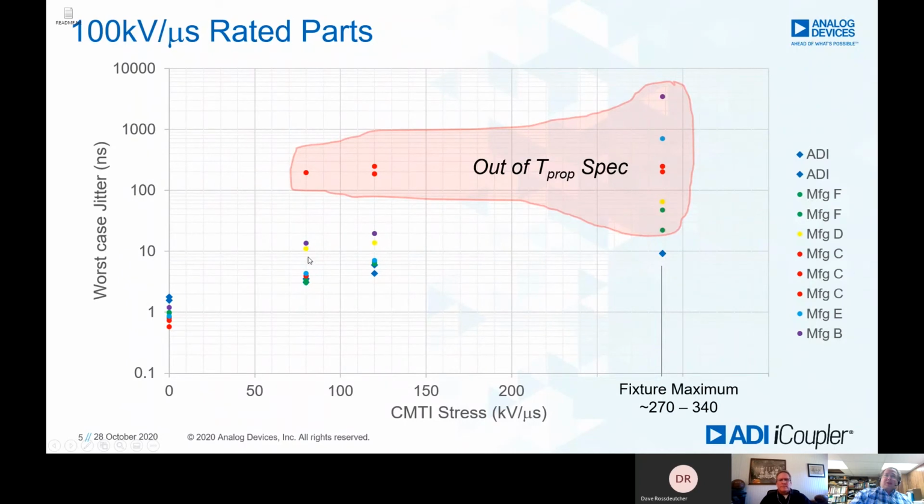But even then, you can see there's a range. Here, with no stress, they're all pretty tight in their timing jitter. But as you start to apply CMTI, it starts to grow. If we run them at the maximum that our fixture can do, these are all 100 kilovolt per microsecond parts, so they're on spec. That's not surprising, but with Analog Devices parts, we're still at spec even at 3 times the CMTI. So with our parts, there is plenty of margin. You don't have to worry about it.